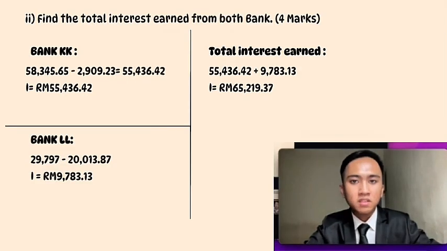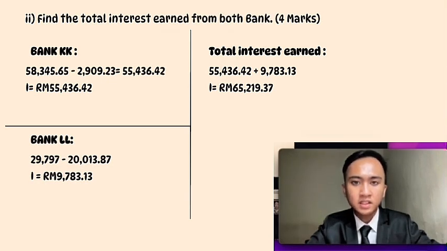Okay, now let's continue to part 2. We are asked to find the total interest earned from both banks. Let's start with Bank KK. The accumulated value is 58,345 ringgit and 65 cent.